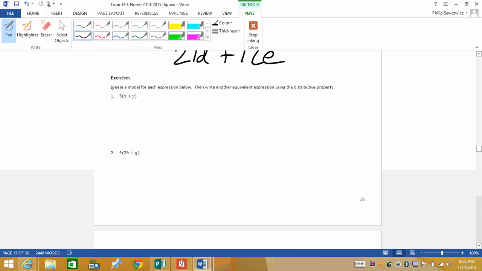It says create a model. Not worried about that. Let's write an equivalent expression using our distributive property. So 3 times x, 3x, 3 times y, 3y. That's it. We can't add these together because one's an x and one is a y. Go to the next one. Just multiply and multiply. Go ahead and put it down.